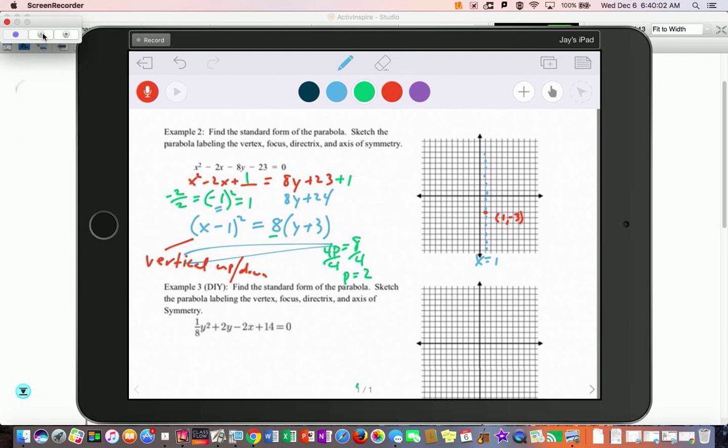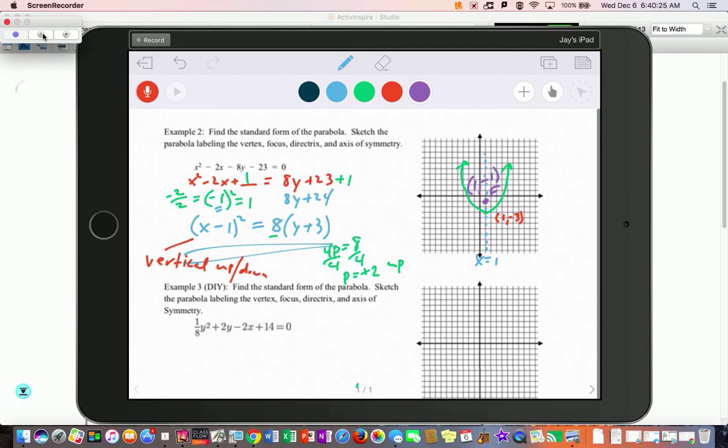P is equal to 2. And because it's positive 2, I know it's going up. So I'm going to draw a parabola going up. And then I'm going to go inside the parabola 2 spaces. That will be my focus. That will be 1, negative 1.